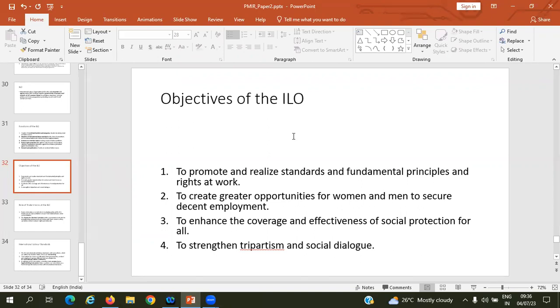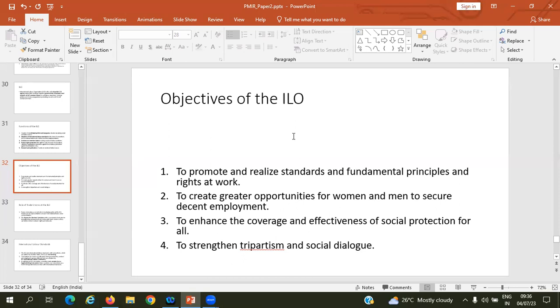And if you are not following, then employers are in a different mode. They are taking help of different unions, labor organizations, trade unions. So ILO is making sure and promoting that all these standards and principles are followed, to promote and realize the standards and fundamental principles and rights at work.